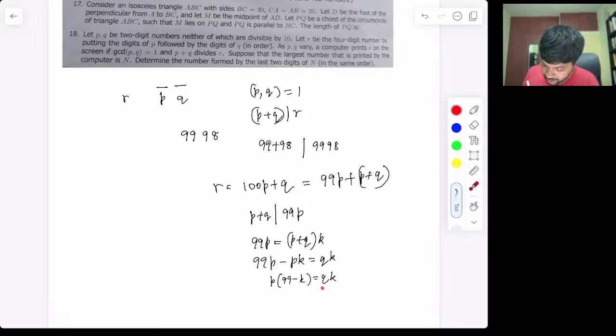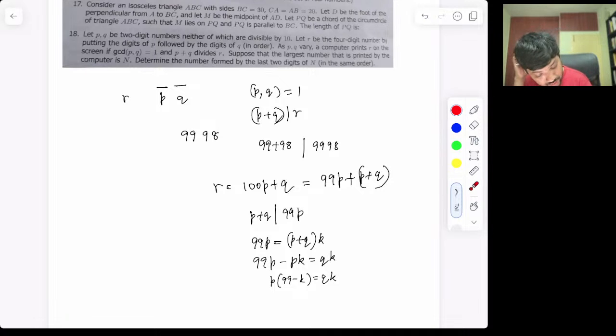Why not make Q 99 itself? What's stopping me? If I make Q 99, why not? Suppose the largest number printed, sorry, R is as large as possible. As you see, the largest number printed is n. So 99 into 100p plus q is as large as possible. So how would you make this larger?